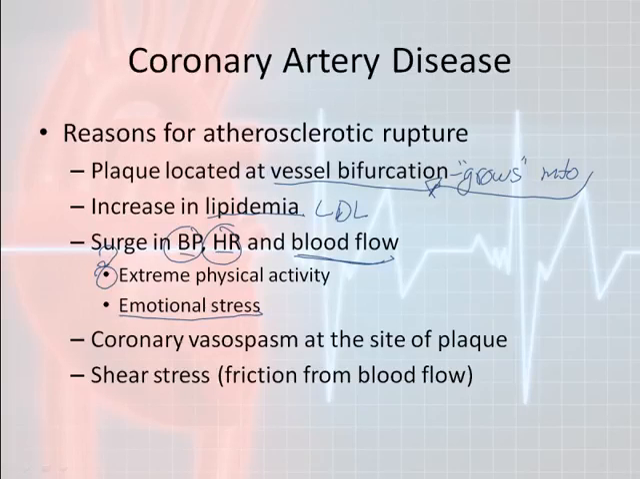A couple other things you could have is a coronary vasospasm at the site of the plaque, and you could also just have shear stress, which is friction from blood flow, and it just keeps going by there and causes it eventually to rupture.